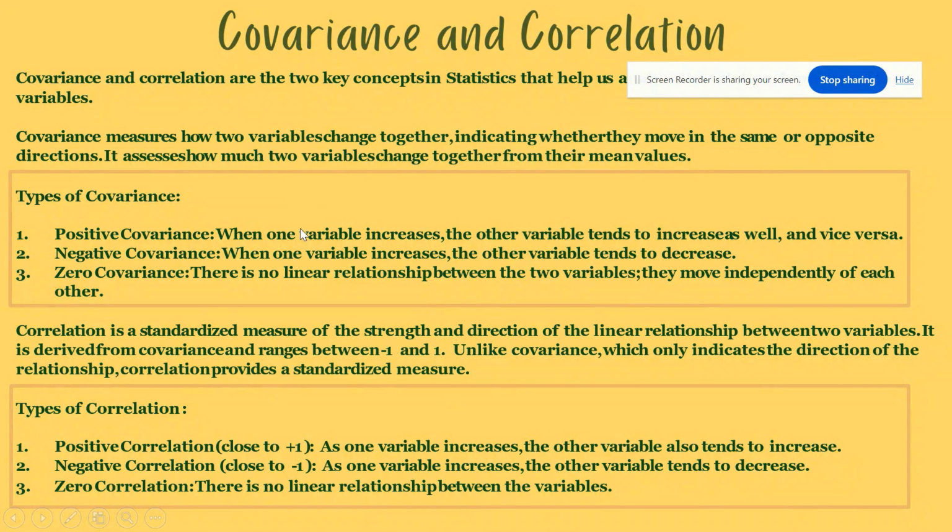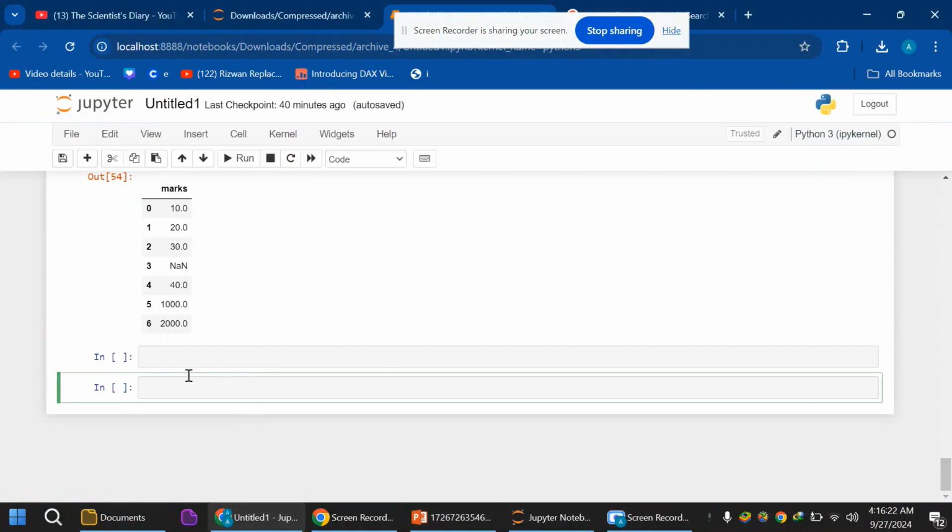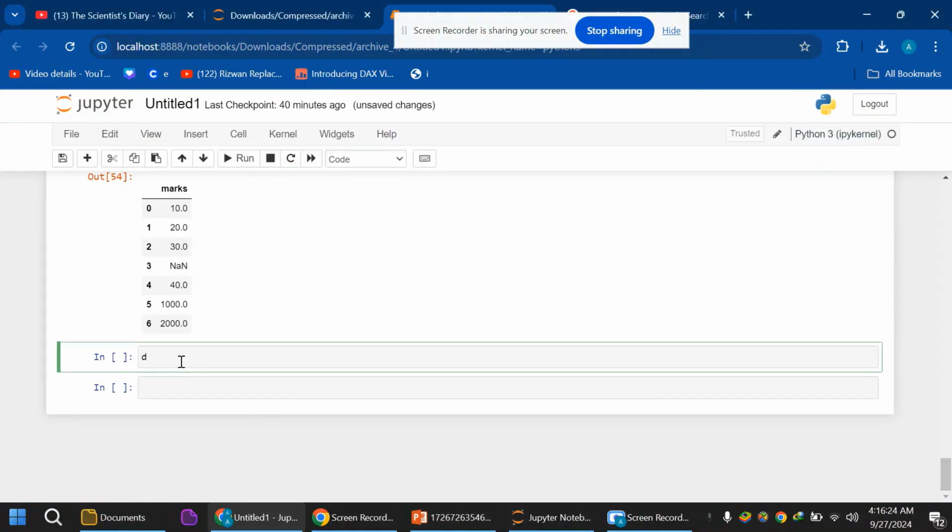So let's talk about the covariance. When one variable increases, the other values tend to increase, and vice versa. It is a positive covariance, and it tells you how two variables change together. For example, I have a data set here.